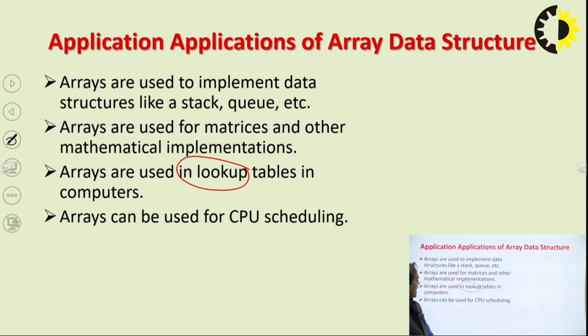The next one is that arrays can be used for CPU scheduling. This is a basic concept of operating systems in which we have to schedule the given processes, that is, decide the order of execution of the given processes. In that case, we use an array.